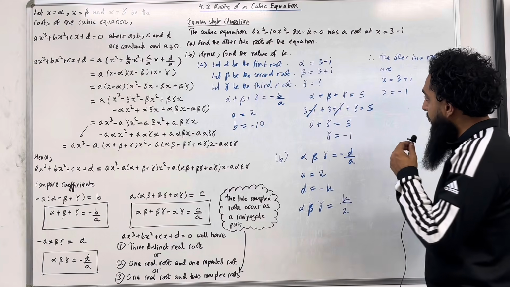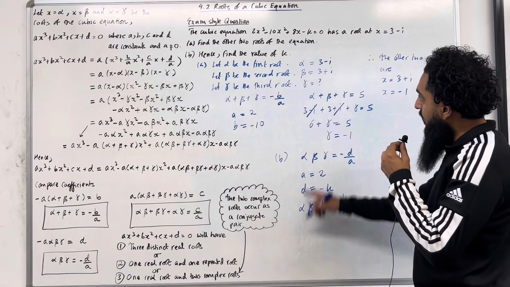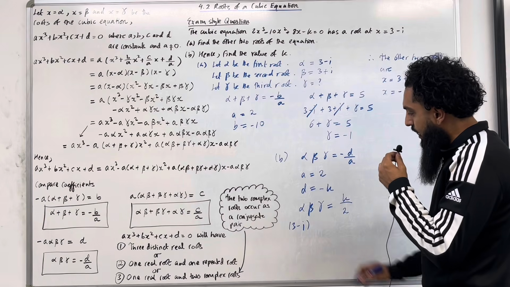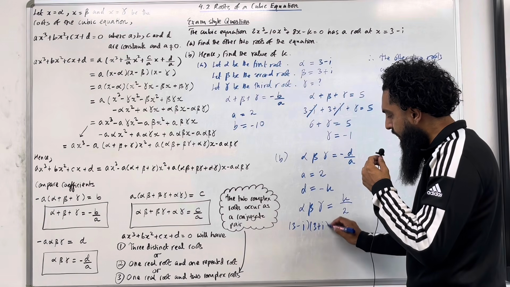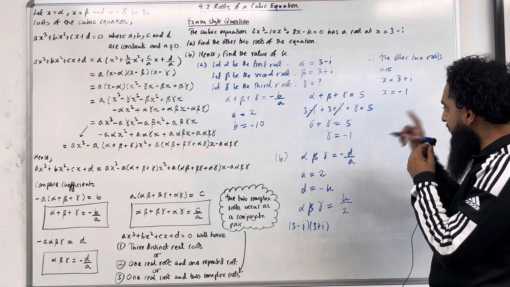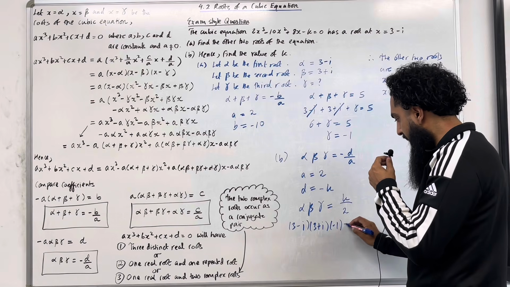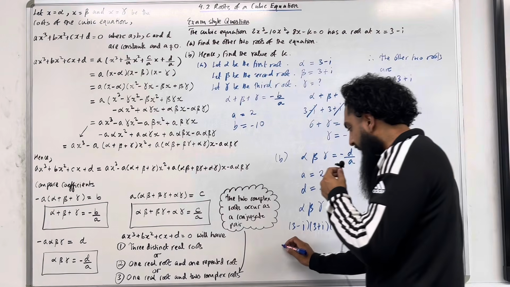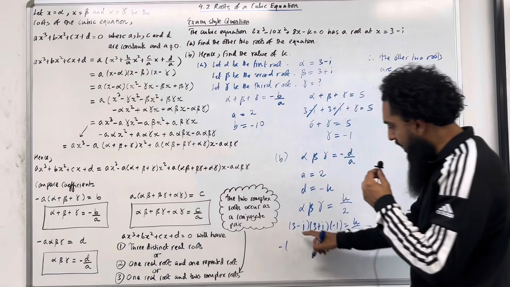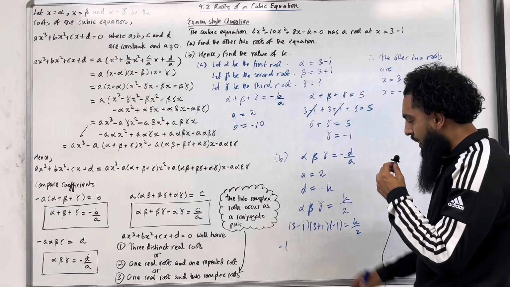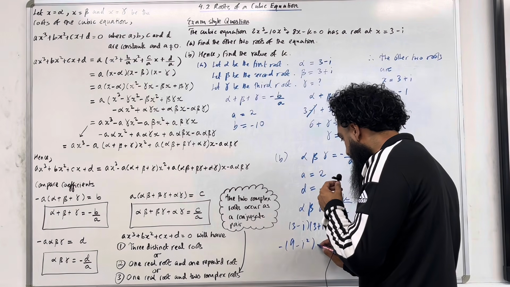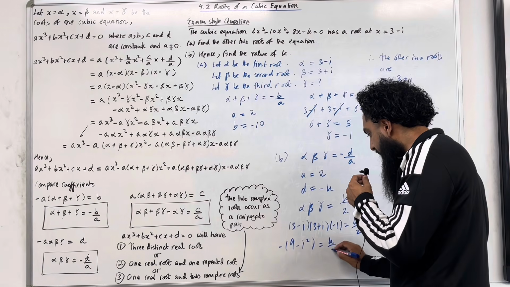Okay, so now I can replace the alpha with 3 minus i, the beta with 3 plus i, and the gamma with minus 1, equal k over 2. So I can put the minus 1 at the front, and I've got a difference of 2 squares over here. That will become 9 minus i squared, equal k over 2.